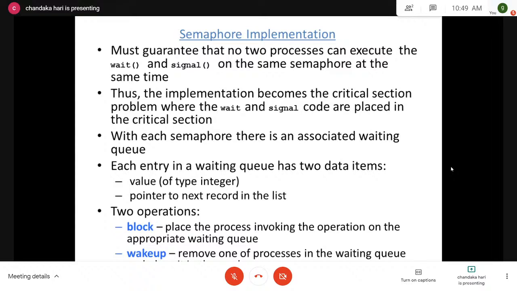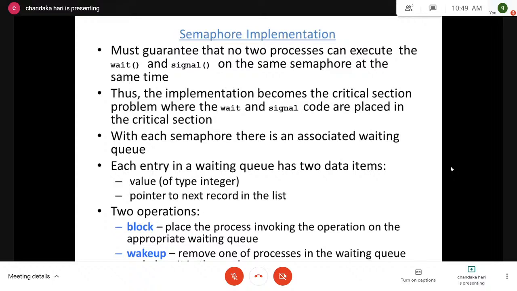That implies wait and signal functions must be kept in the critical section. While executing the wait function, no one is allowed to use signal, and while executing the signal function, no one is allowed to issue wait. So the implementation becomes the critical section problem where wait and signal code must be placed in the critical section. While executing wait, no one is allowed to execute signal. While executing signal, no one is allowed to wait.